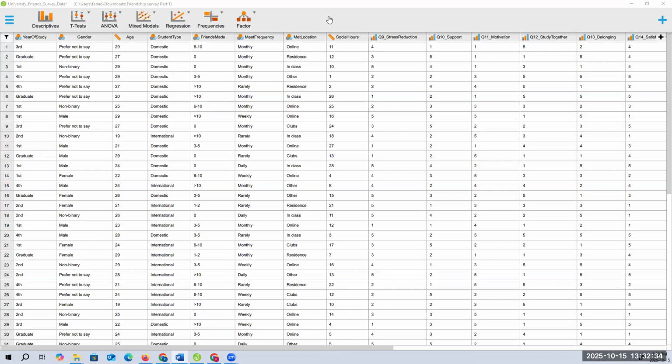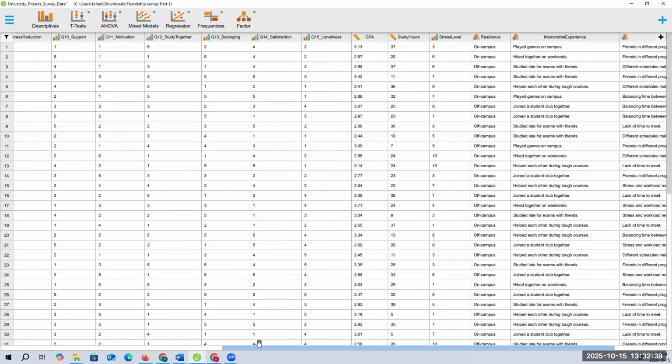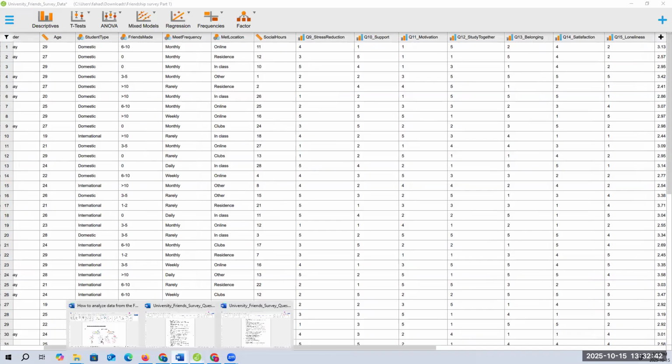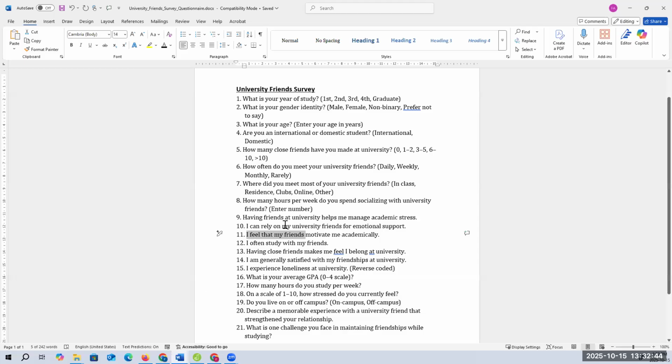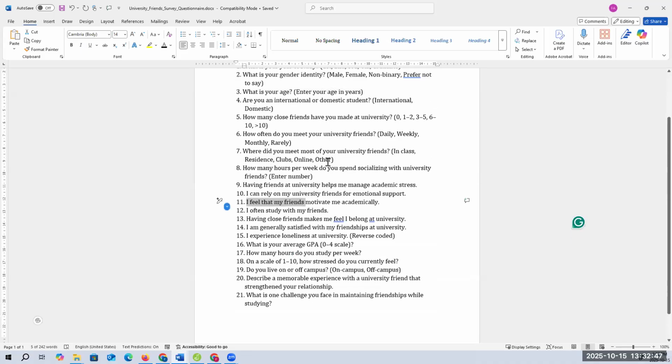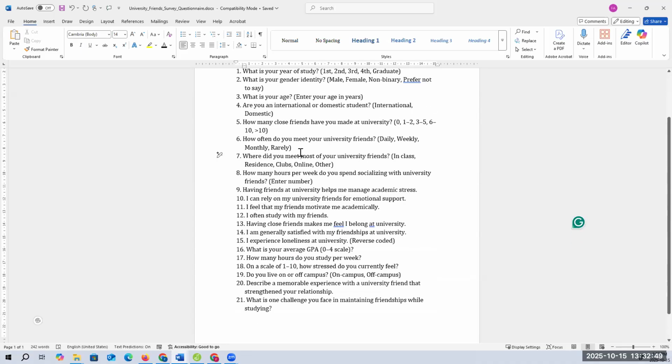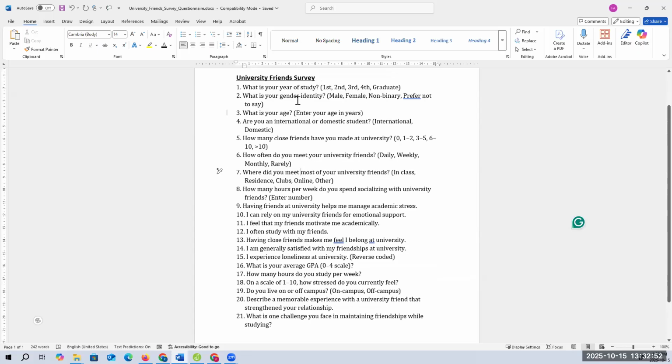So one thing to ask is, we have all these questions. There were around, I believe, 20 questions, right? So let's have a look. Yeah, there were 21 questions. Some of these were Likert scale, the others were demographic, and others were looking at well-being. Another was looking at friendship network. Others, questions 20 and 21, were more textual. So there you have the different types of survey questions presented here in the University Friend Survey.